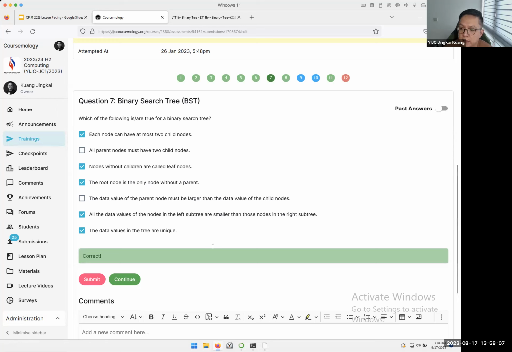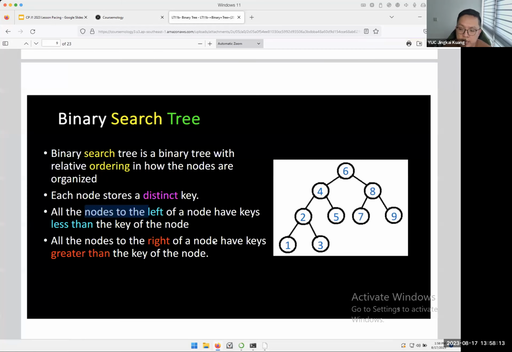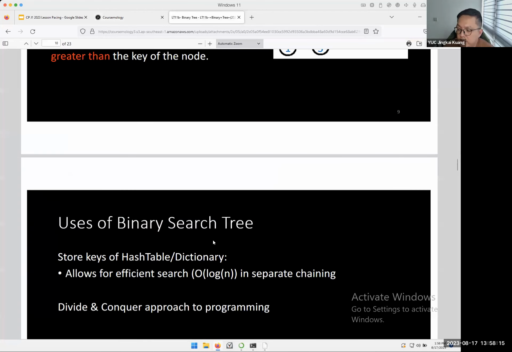Let me see if there is anything else in the slides I need to talk about. So what can you do with a binary search tree? Just now Mr. Tan mentioned hash table, and yesterday we just tested you on open hashing. In open hashing, you tend to use a list. Normally in a hash table structure, if there's no clash in the hash value, you will be able to access the data in one step.